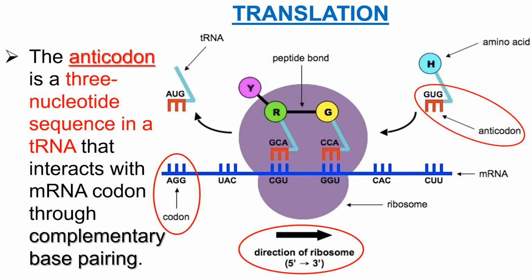So if I ask you where you find the codons, you say, I found codons on the messenger RNA. Where do you find anticodons? Anticodons are on the transfer RNA. Also remember that the direction of translation, or making proteins, is from 5' to 3'. So the ribosome reads the messenger RNA from 5' to 3'.